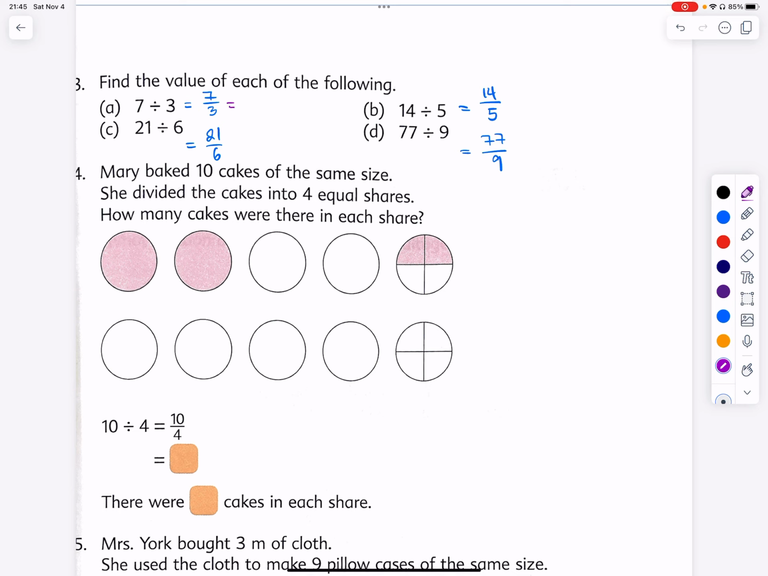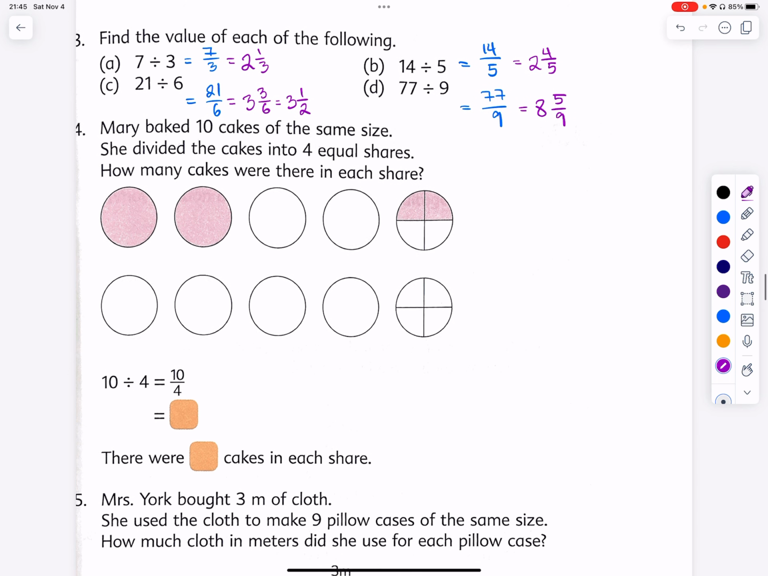7 thirds: 3 goes into 7 2 times, 1/3 is the remainder. 14 fifths: 5 goes into 14 2 times, and 4/5 is the remaining part. 6 goes into 21 3 times, and 3 out of 6, which is the same as 1/2. 3 and 1/2 is the result. 77 over 9: 9 goes into 77 8 times, and 5 ninths are the remainder.